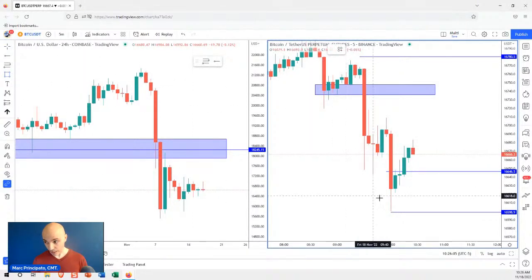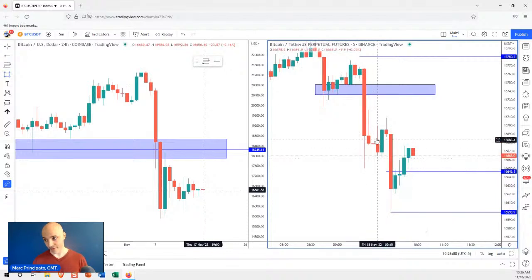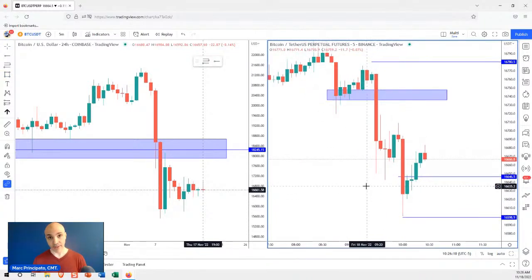But if it doesn't work, you're going straight to the stop. Okay, and that's exactly what we got there. So keep that in mind. That's why I put the limit order in there.